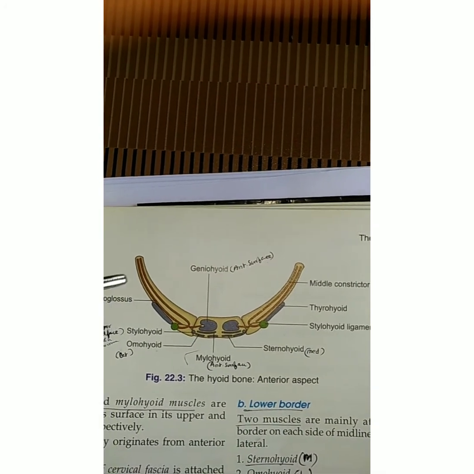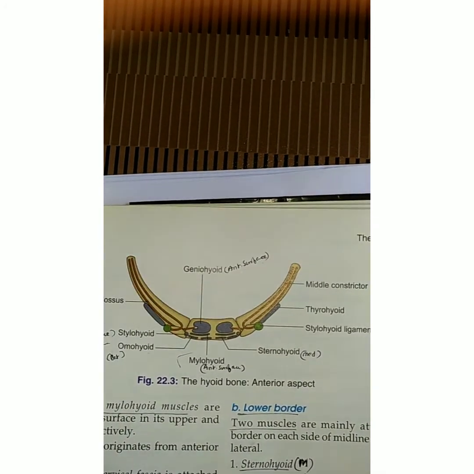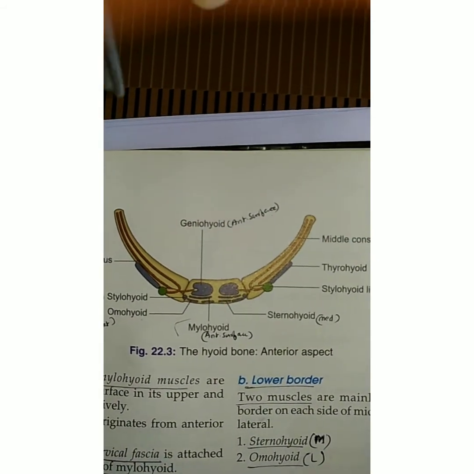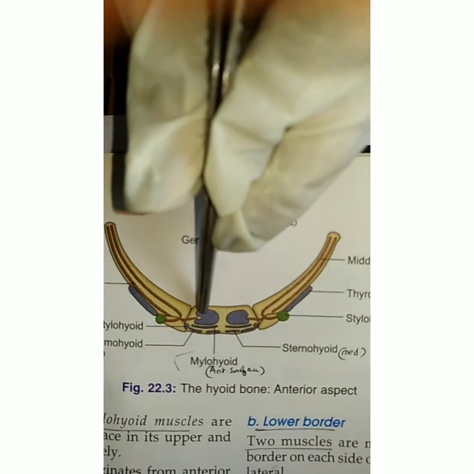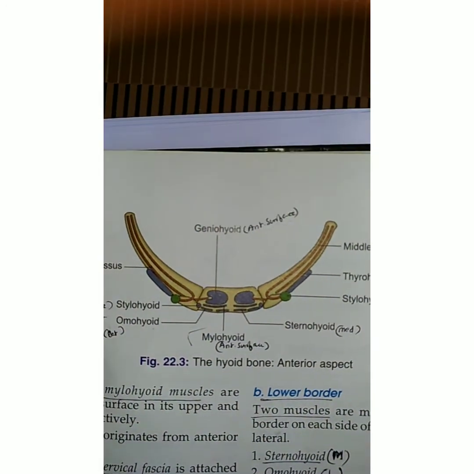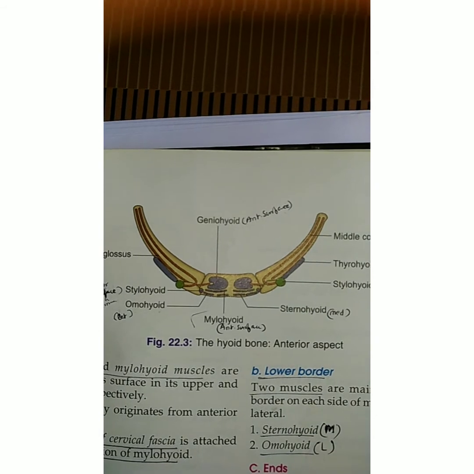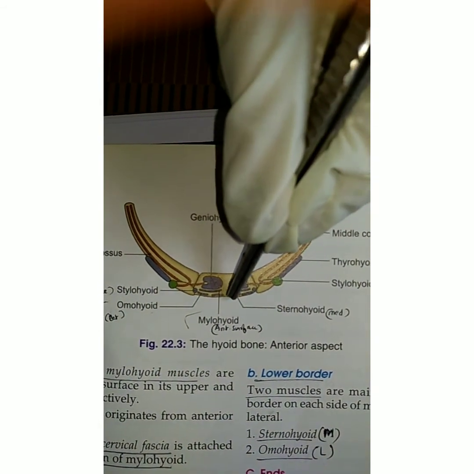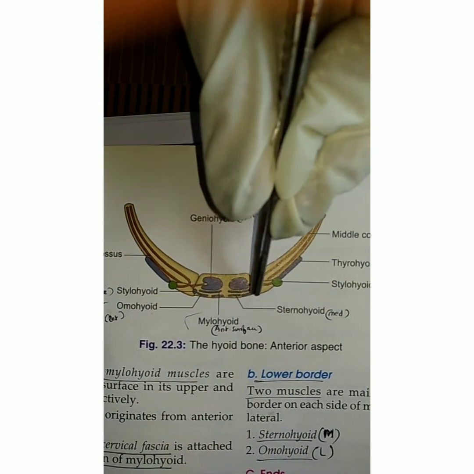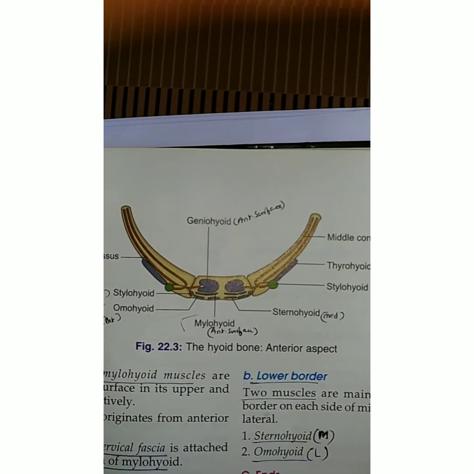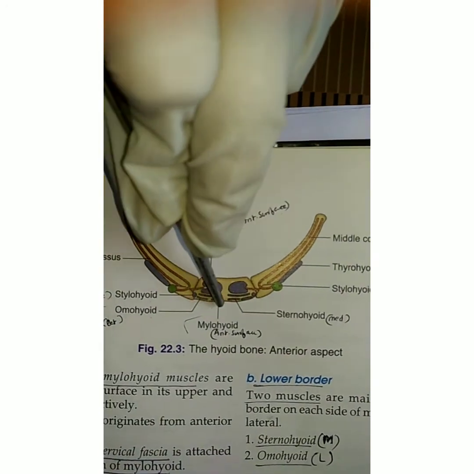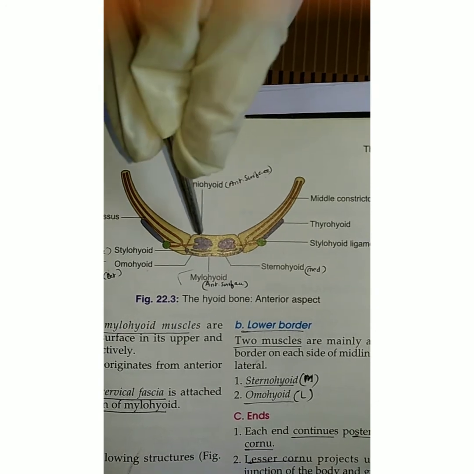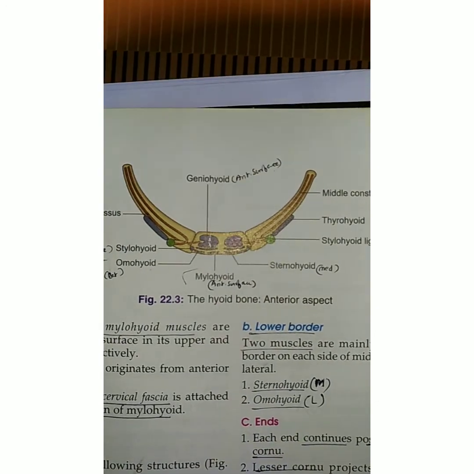So here you can see the diagram of the hyoid bone, the anterior view. We have already seen that geniohyoid and mylohyoid are on the anterior surface, and on the lower border you can see sternohyoid medially and omohyoid laterally. So those come in the lower border. This geniohyoid and mylohyoid come on the anterior surface.